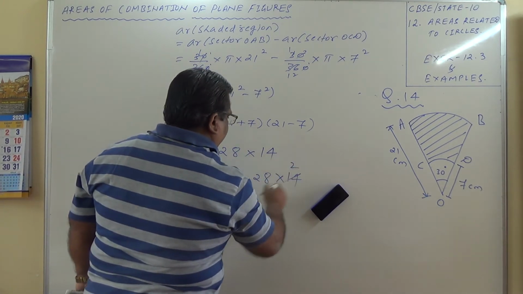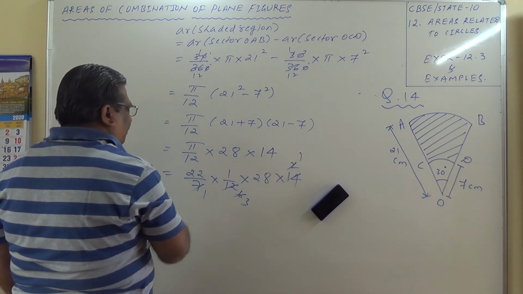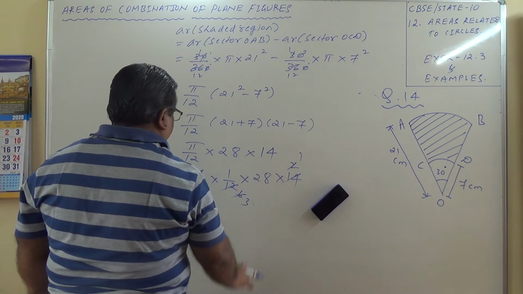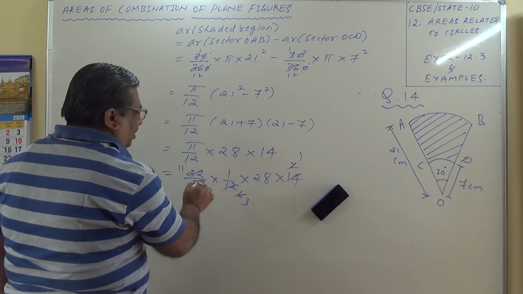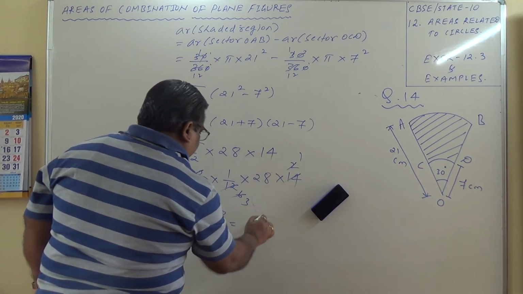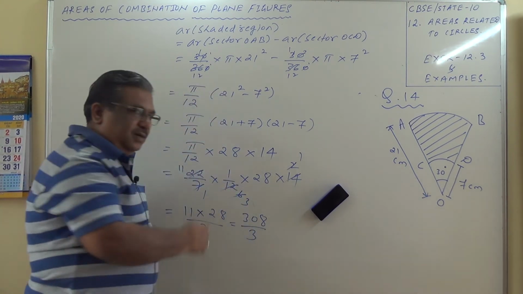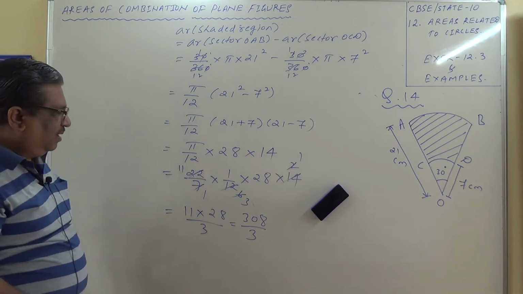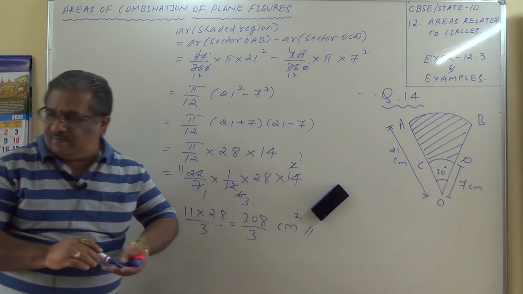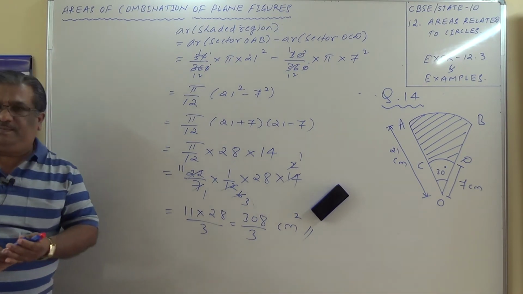Simplifying, this is equal to 11 into 28 divided by 3, which gives 308 divided by 3 square centimeter. Let me check the answer. 308 by 3 square centimeter. So make a note of this one.